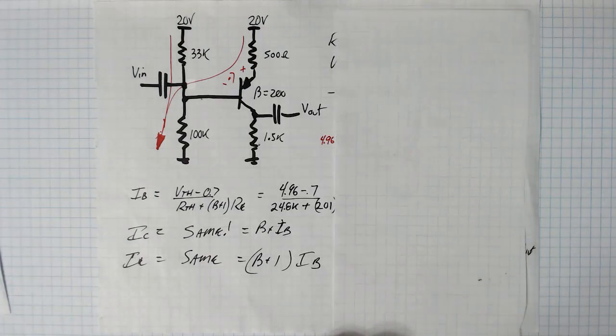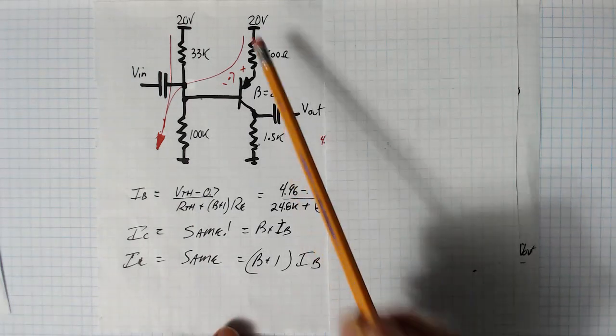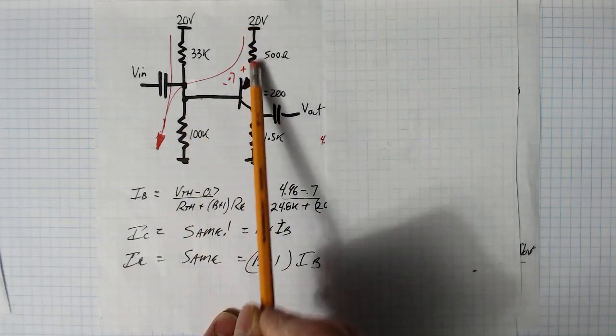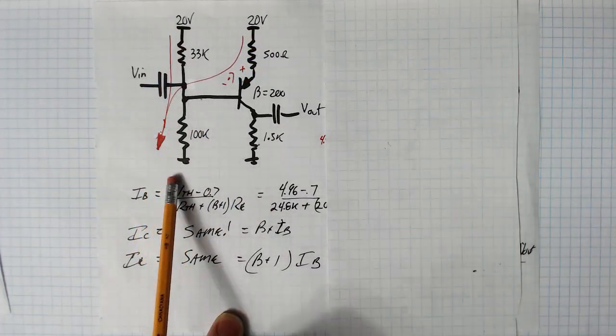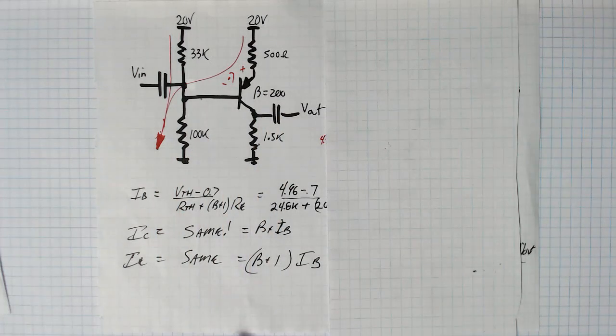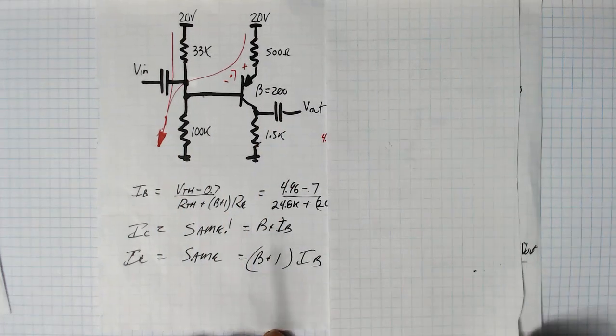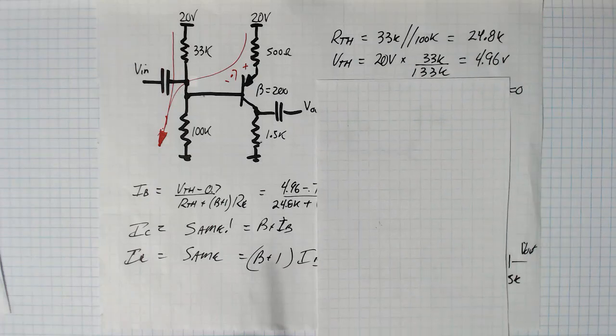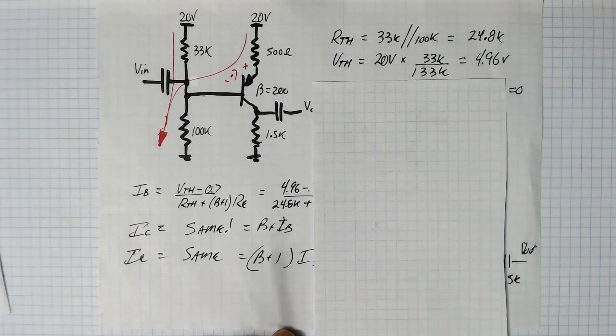Except now current is going this way. You pull current out of the base. Most of the current flows in this direction, but a little bit comes through the base, which biases the transistor. For the voltage divider bias, you find RTH and VTH just like you did.